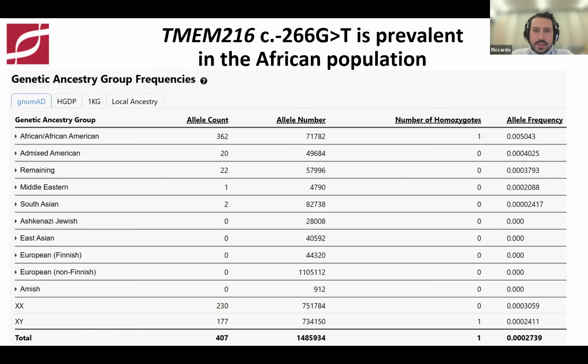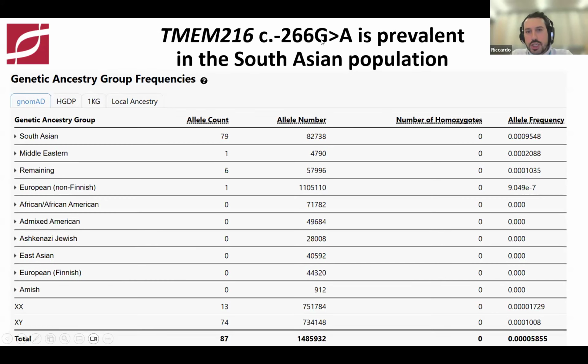And at the same time, the other variant, this is the GT variant, but the G2A variant instead is prevalent in the South Asian population. As you see, there are 79 alleles found in South Asia. And so we thought that this would be something interesting and worth investigating.